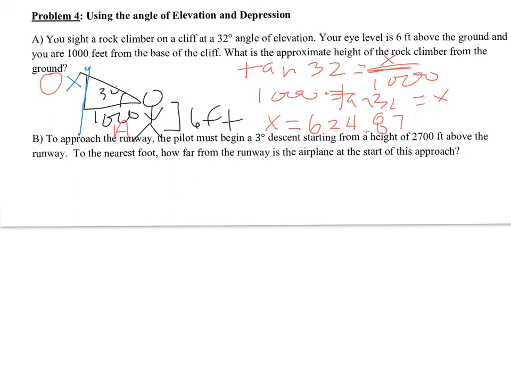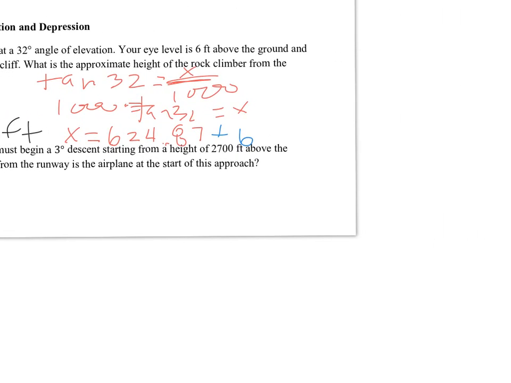Because your eye level is right here, you did not account for this portion of the cliff. So you have to add 6 to that. So my final answer would be 630.87 feet. I want you to try to do the last one by yourself and then have just the greatest day ever that you could even try to have.